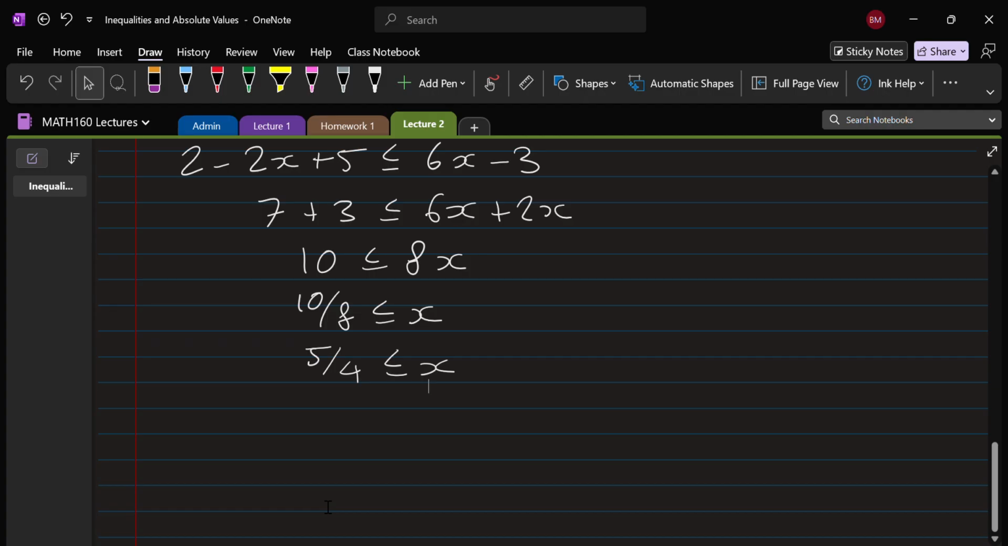Here, it's less than or equal to, so square brackets, 5 over 4. There's nothing stopping x from being as big as it wants. On the right-hand side, there's nothing there, so this goes up to infinity, round bracket. Again, round bracket with infinity, please.